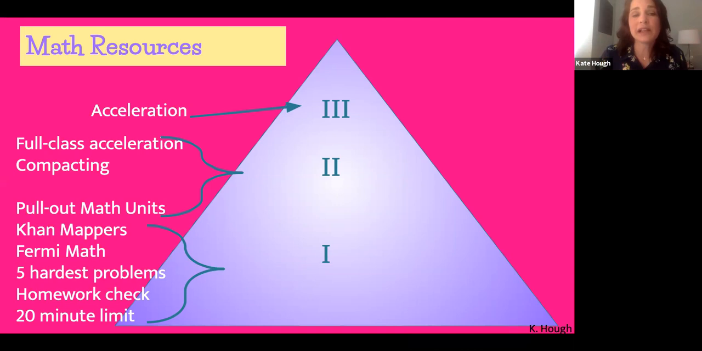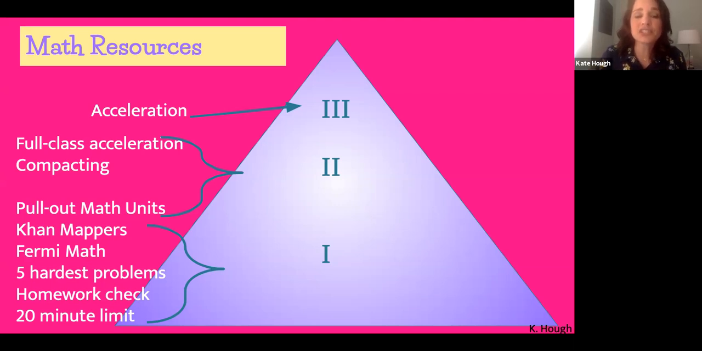This doesn't end up lending itself to tracking because kids are still able to be entered at any point. It's just allowing the students who we know may be ready to move at a little bit quicker pace to receive some further instruction on some of those foundational skills.